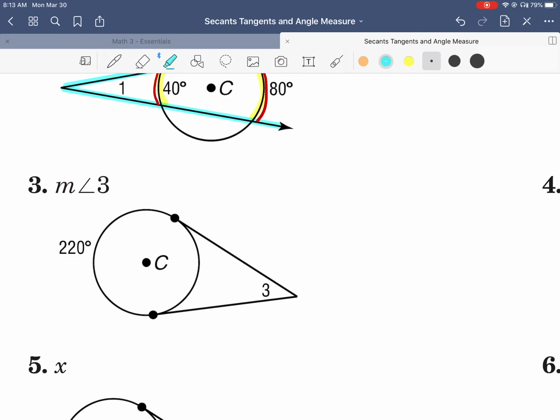Measure of angle 3. As always, it's outside. So it creates this arc and this arc. But if you notice, I only know the 220. If you look at the two arcs, though, it shows that I covered the whole circle. Remember, the whole circle is 360 degrees. 360 minus 220 tells me that this piece has to be 140. Okay, so to find out measure of angle 3, half the difference. 220 minus 140 is 80. Half of 80 is 40 degrees.